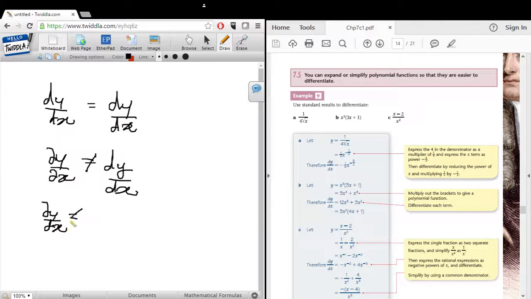You want dy dx. It's very, very important. Don't give the d a curvy tail. Make sure that it is a straight line.